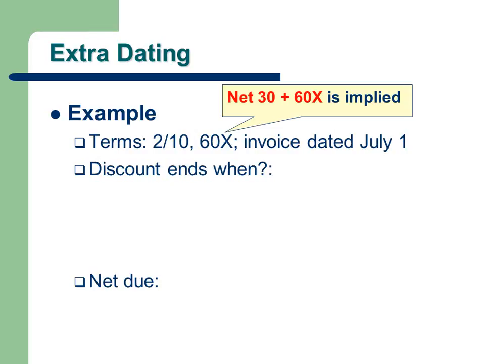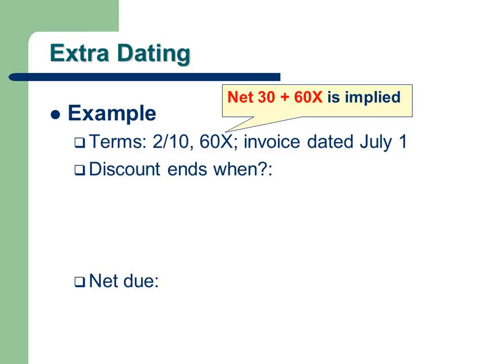Because of the 60x here, the extra dating, that is extended by 60 more days, so that means 90. So in this case, although the net payment due is not specified on the term, we can assume there's going to be 90 days of net payment, because of the regular 30 days plus 60 extra days. So let's assume this is a 2/10, 60x, n/90, although n/90 was omitted in the term.